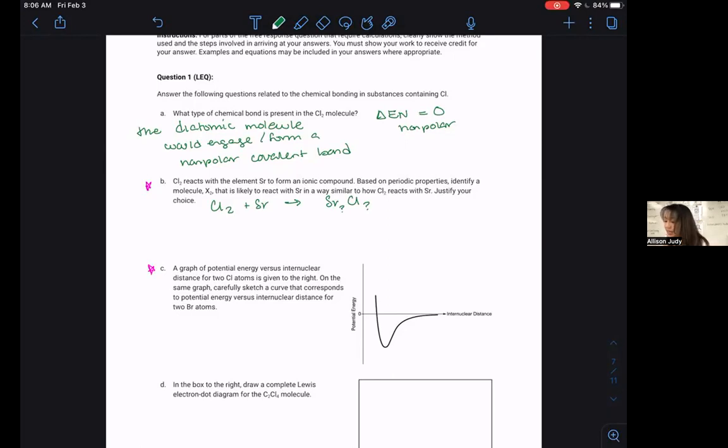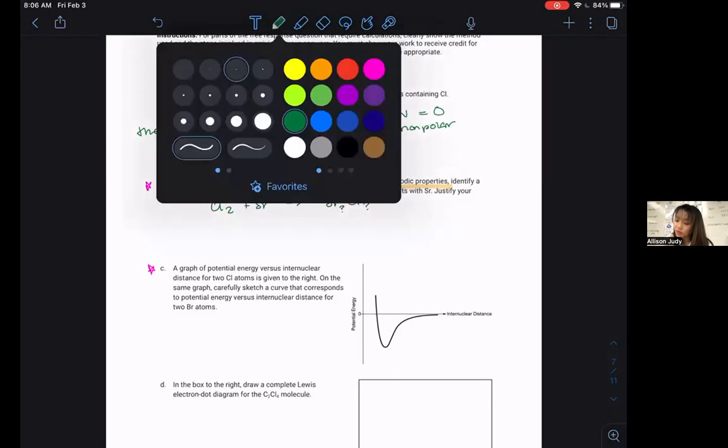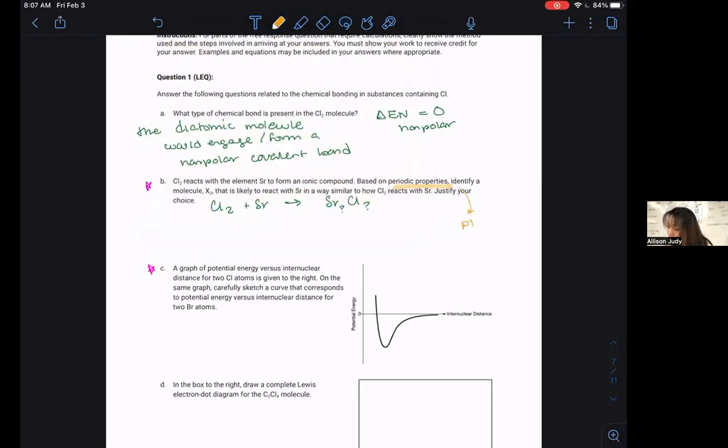Based on the periodic properties, identify a molecule, X2, that is likely to react with strontium in a way similar to how chlorine reacts with strontium. So here's what you need to think of immediately. Periodic properties is an indicator for periodic table trends. You should immediately be thinking of similar properties for elements down a column.